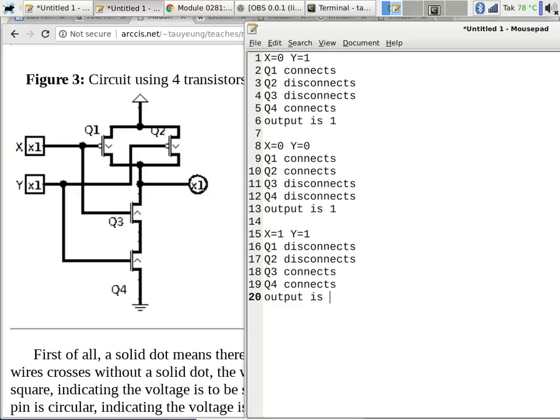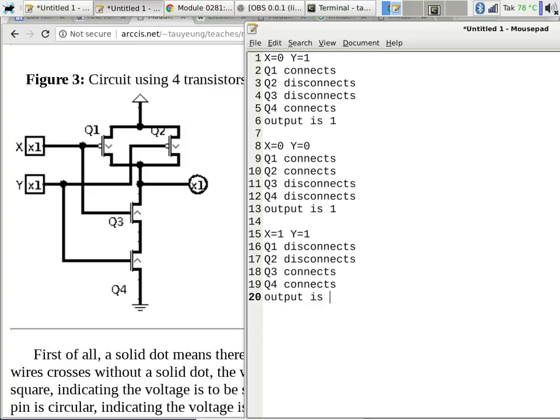So now you start with the output pin, make a left turn. This time Q3 connects. We are here between Q3 and Q4. Q4 also connects. So now we have a complete path to ground, which means the output pin is now electrically connected to ground. Ground is 0 volt.